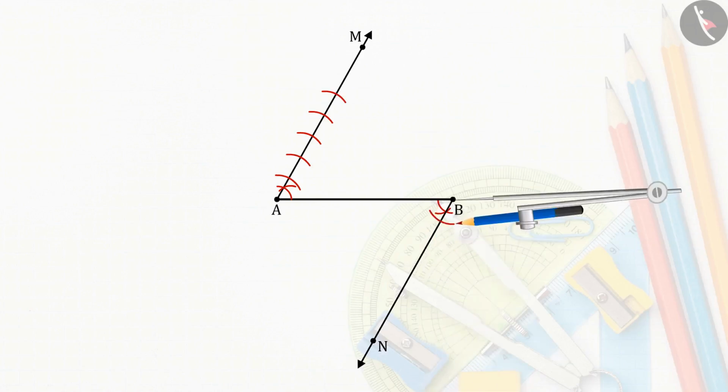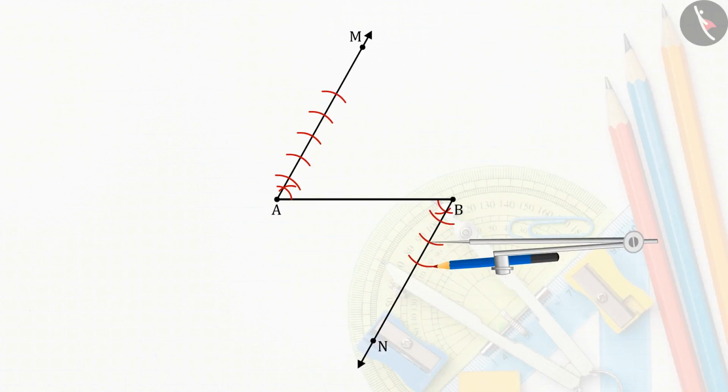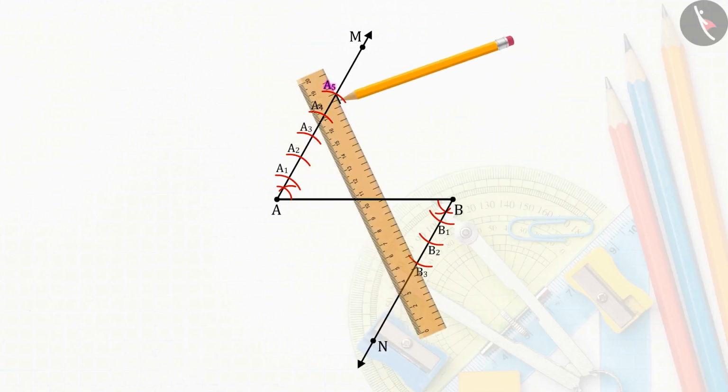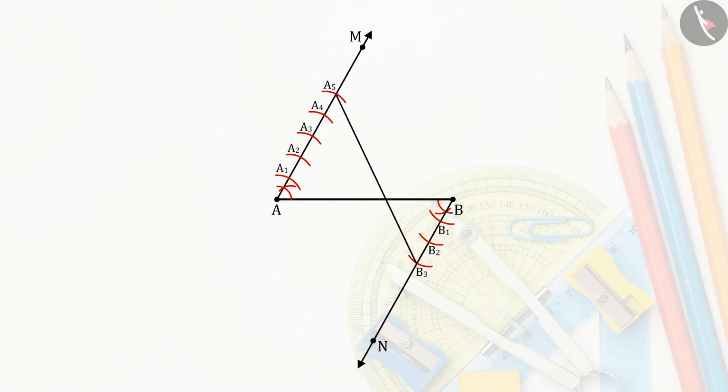Now, on ray BN, mark 3 arcs of equal radius, which are named A1, A2, A3, A4, A5 and B1, B2, B3, respectively. Connect points A5 and B3, which gives the line A5B3, which intersects line AB at point P. And the point P is where the line segment AB is divided in the ratio 5:3.